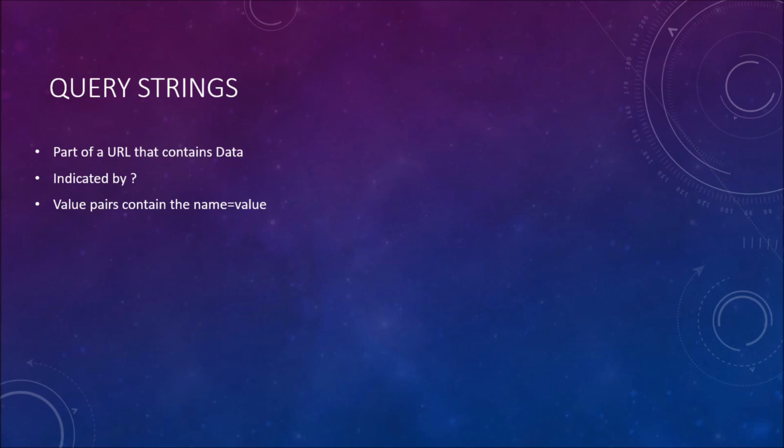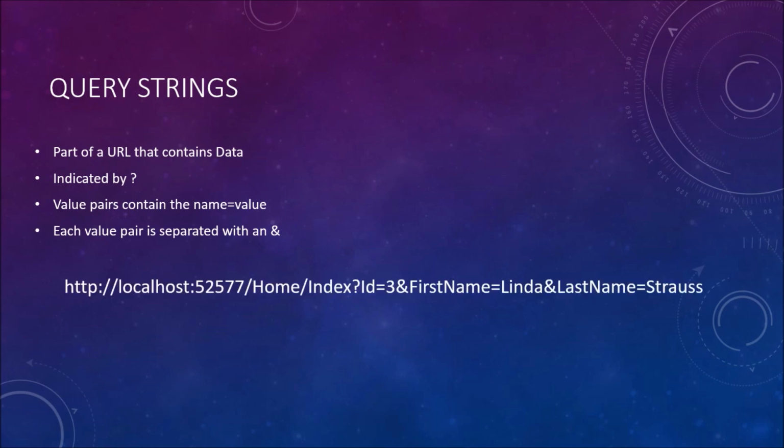So the name of the property or the name of the value, and then equals the actual value. Each value pair is separated with an ampersand, so you can include multiple value pairs inside of your query string. The first value pair is not going to start off with an ampersand, it's just going to come immediately after the question mark. So a typical query string would look something like this.